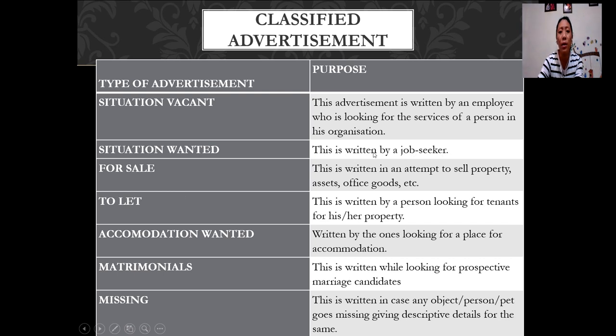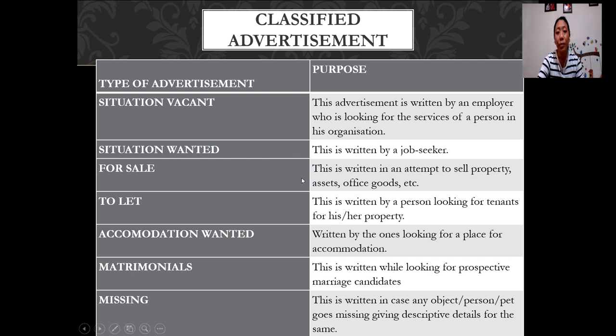For sale. This is written in an attempt to sell property, assets, office goods, and so on. So for sale means, you know, a property or an asset that is being sold at a discounted rate, right? For example, suppose you have a car and you no longer need it and you want to sell it. So for sale, and that too at a discounted rate. If you have bought it for 3 lakhs, you should not demand 3 lakhs because it's not a brand new car. It is a used car, a second hand car. So you have to give some discounts, all right?